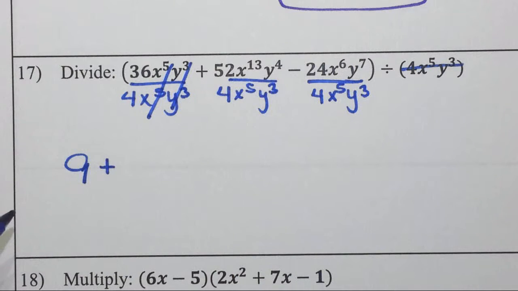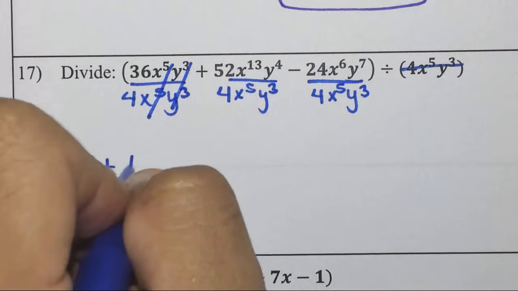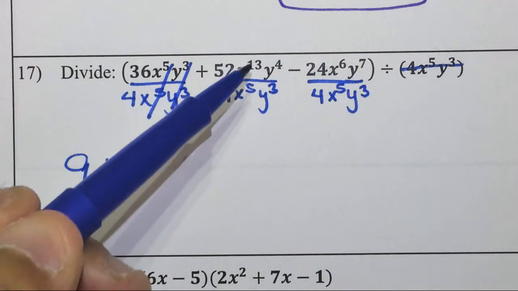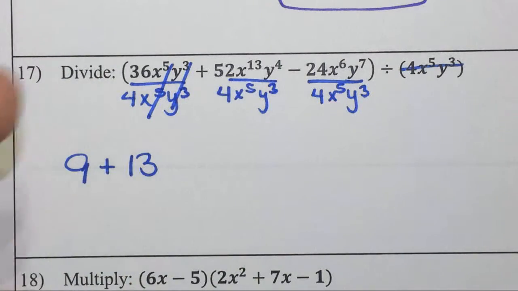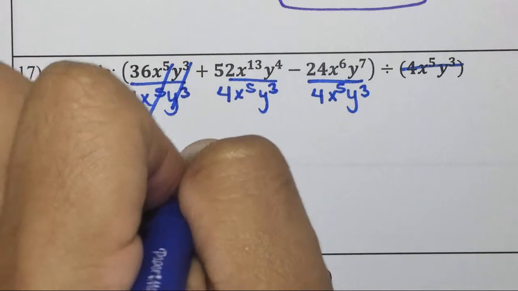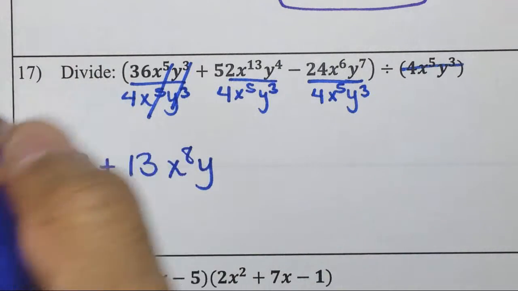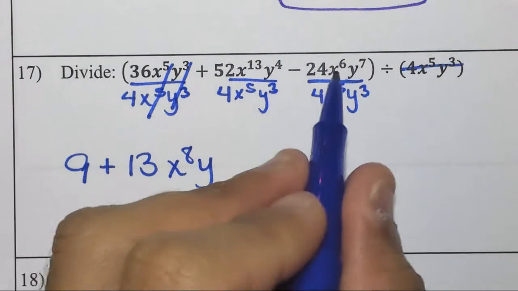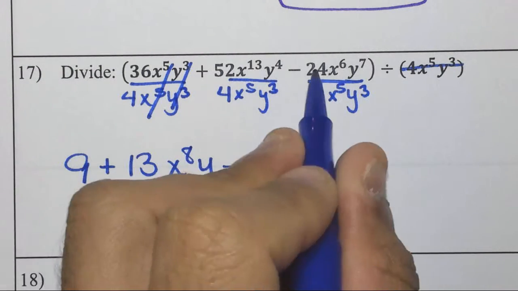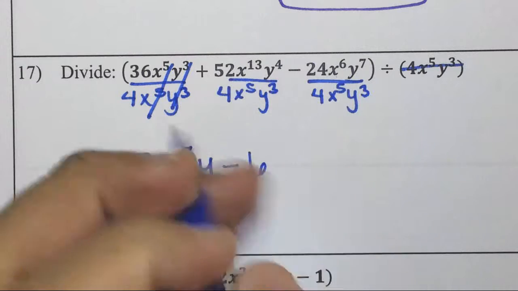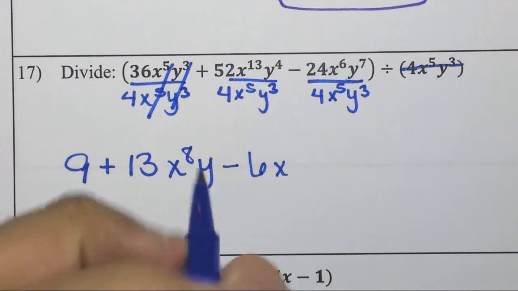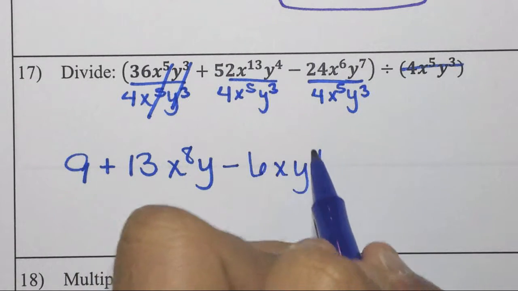Plus 52 divided by 4. Let's check that out. 13. You subtract the exponent, so 13 minus 5 is 8. So x to the 8th, y to the first power, minus 6x to the first power, and then y to the 4th.